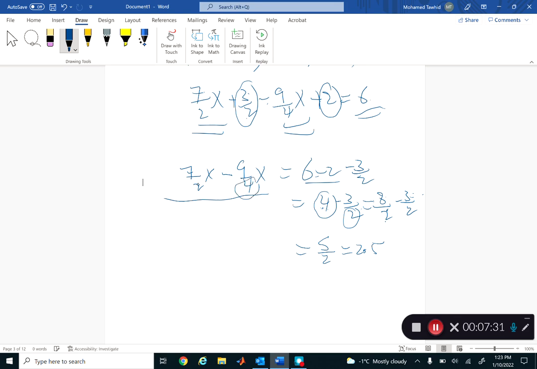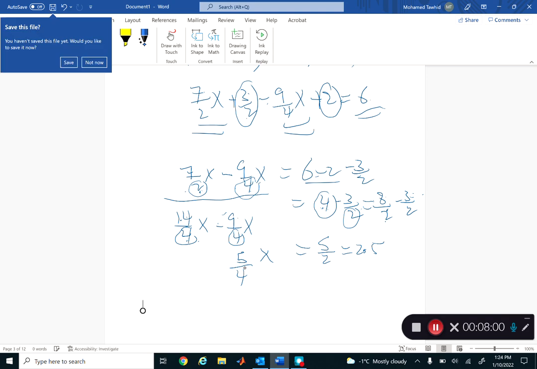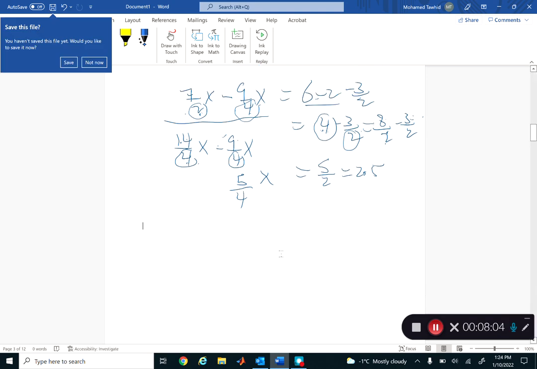What about this one here? You have here 4, but you have here 2. In order to combine them, you have to have 4, so multiply by 2. What did you get? You get 14 over 4 x minus 9 over 4 x. Since you have 4 in both, I can combine them. 14 minus 9, you get 5. And here, what is that? You have 5 over 4 x, right? 5 over 4 x. So now I need to solve this for x, right?